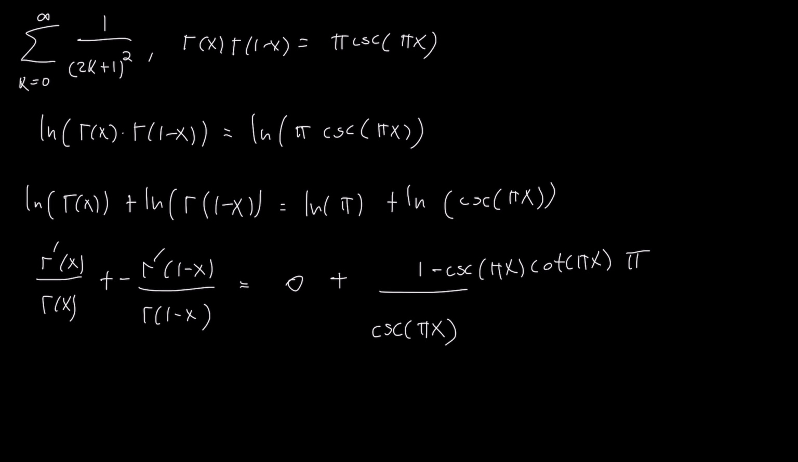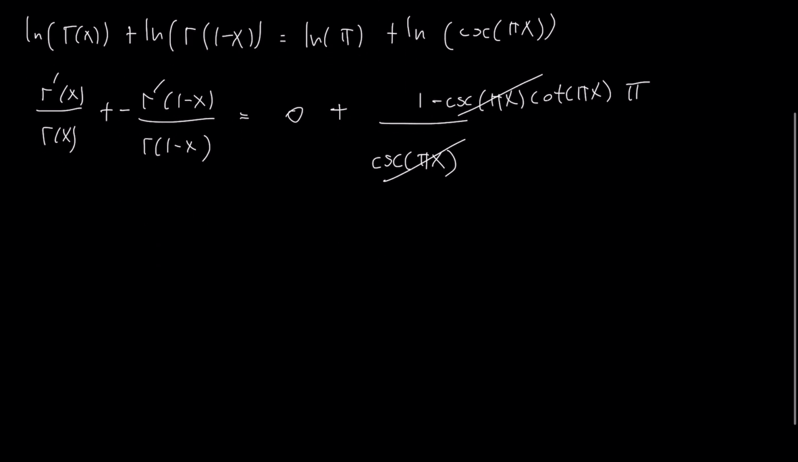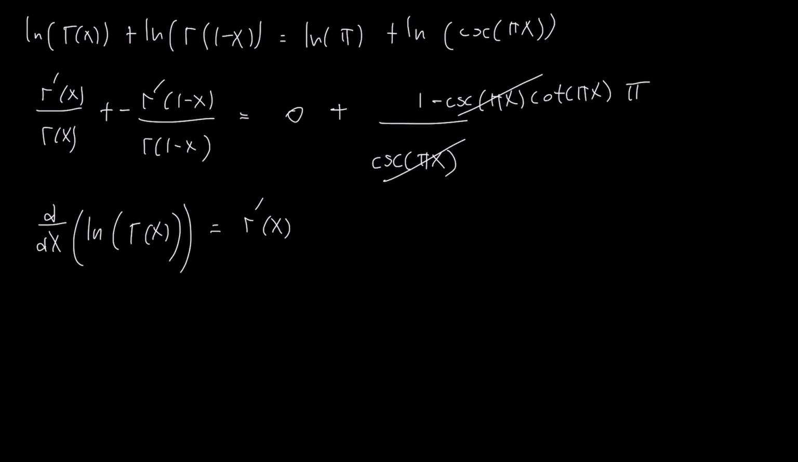So as you can see, these cosecant pi x end up canceling, and we'll also use the fact that the derivative of the natural log of gamma x is equal to, well, it's just going to be gamma prime x over gamma x. But this is equal to the digamma function, so digamma x.